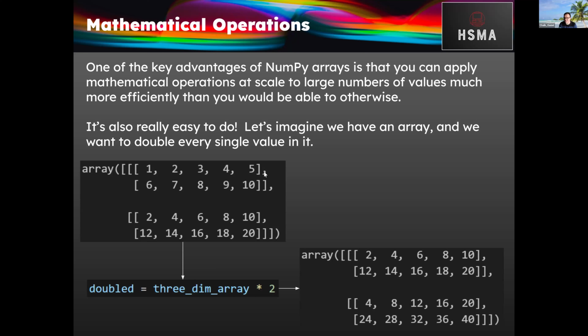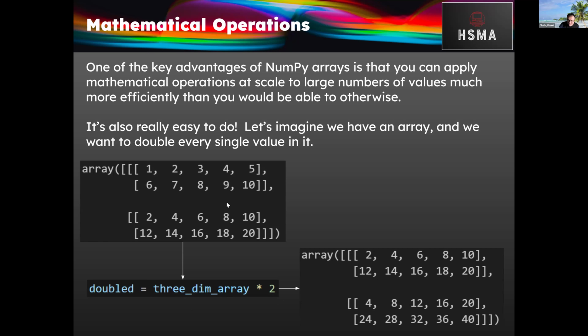And let's imagine we want to double every single element within it across all of the dimensions. Well, we can do that really easily in NumPy and very efficiently. We just give the name of the array and say times 2. And there you go. It does everything for you, and it does it really efficiently because it's using C code under the bonnet to do that.